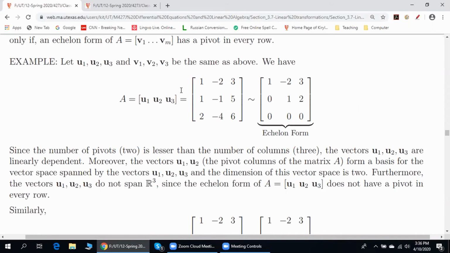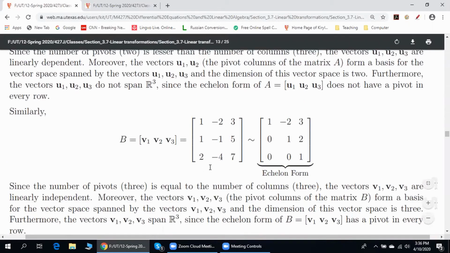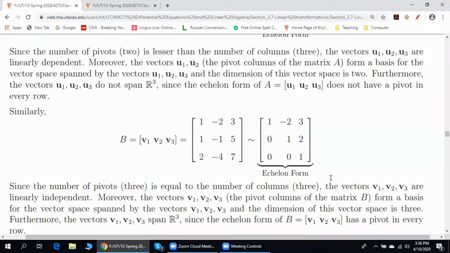Well, think about this example. Add 0, 0, 0 here. Then here we'll have 0, 0, 0. But vectors are independent because we have a pivot in every column. Okay, that's what I was wondering.